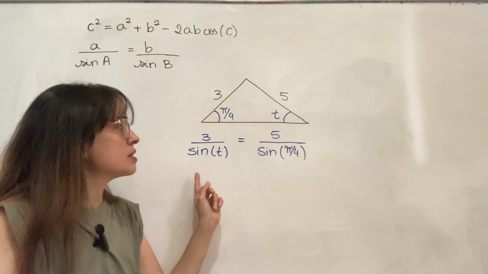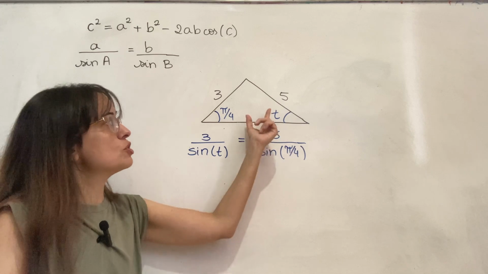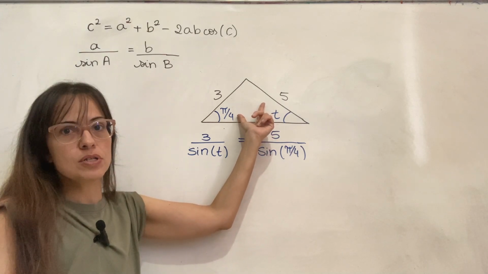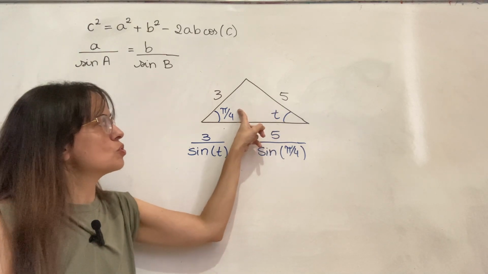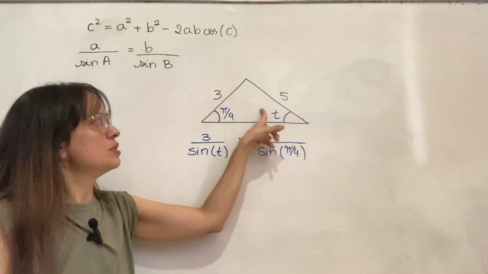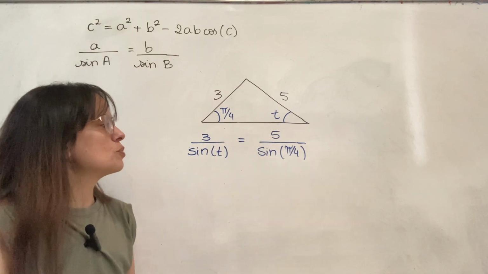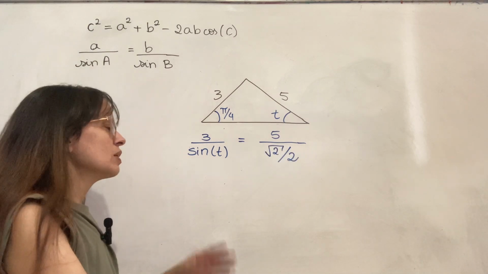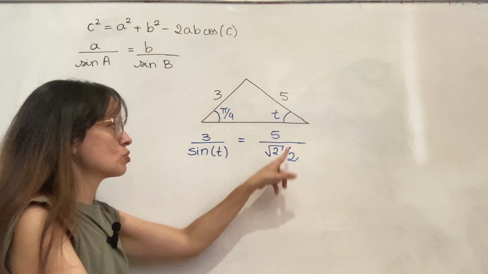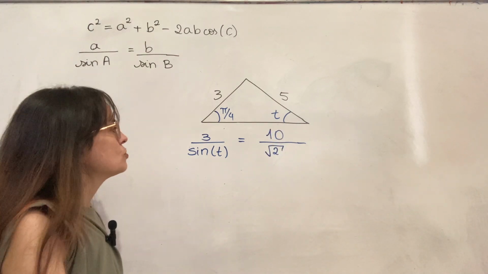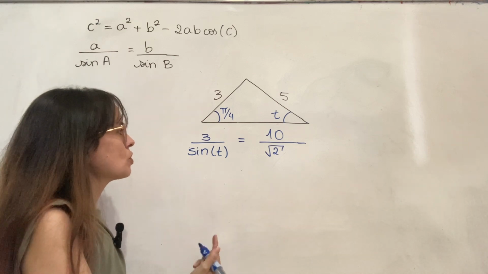But don't forget that in the sine rule as well, it needs to work with opposite pairs, okay? So the 5 needs to go with the pi over 4, and the 3 needs to go with the t right here. Let's put the square root of 2 over 2 here. Now dividing the fraction, this 2 is going to come up, making it into a 10. Now I guess I'm going to cross multiply.